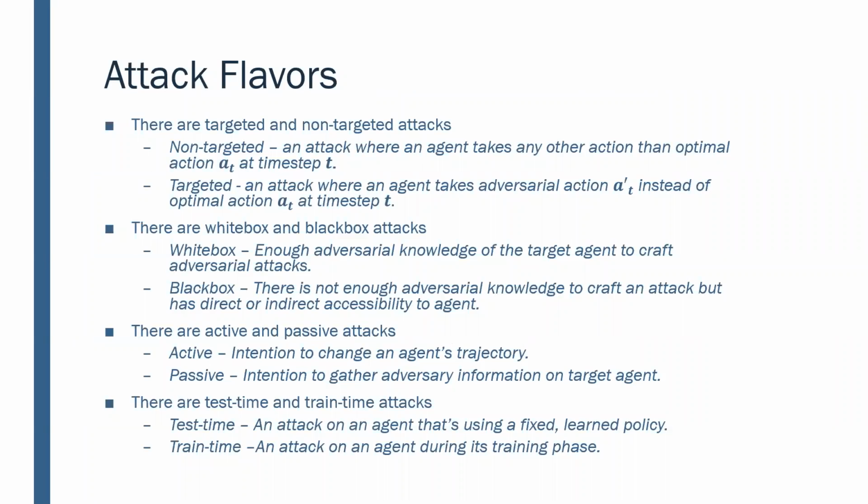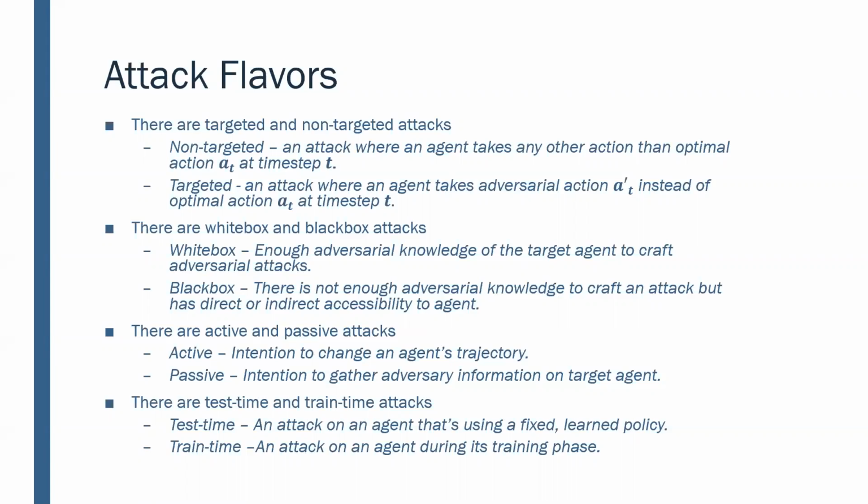Non-targeted attacks are when an agent takes an action other than the optimal action at a time step. A targeted attack is when an agent takes an adversarial action, so this is a specified action by the adversary instead of the optimal action at a time step. There are white box and black box attacks. White box attacks are implemented because an adversary has enough knowledge of the target to craft adversarial attacks. Black box is the latter, where we do not have enough information about the target agent, but we have some sort of direct or indirect accessibility to the agent.